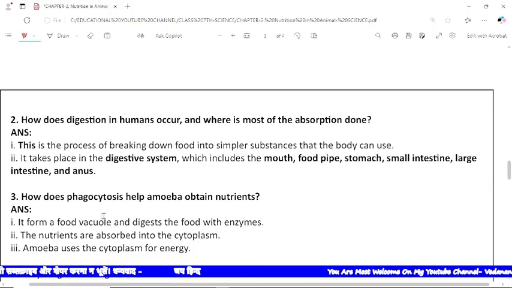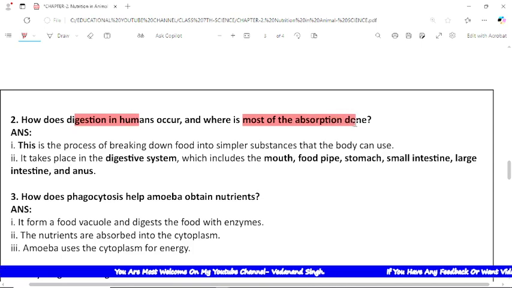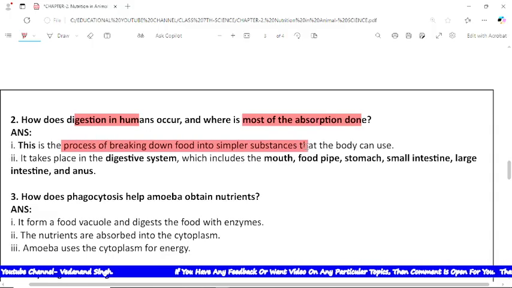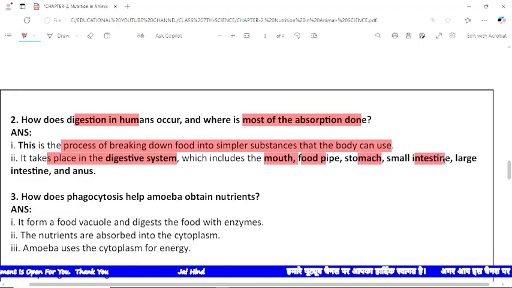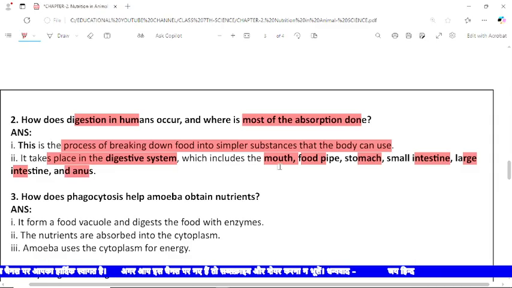The second question is how does digestion in humans occur and where is most absorption done? The answer is it is a process of breaking down food into smaller substances that the body can use. It takes place in the digestive system, which includes the mouth, food pipe, stomach, small intestine and large intestine along with the anus. When we take food, digestion starts from the mouth, then the food pipe through which food passes, then the stomach, small intestine and large intestine, and finally the waste material is excreted through the anus.